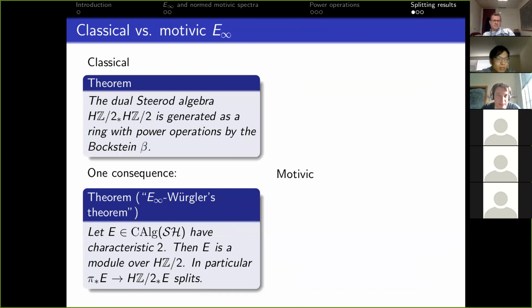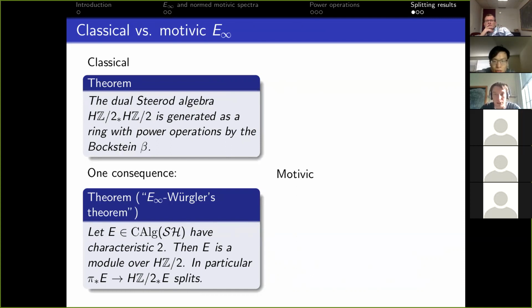So classically, there's a theorem. I don't even know who to attribute this to, but it's a fact. If you look at the dual Steenrod algebra, so just look at the homology of HF_2, the Eilenberg-MacLane spectrum mod 2. This is going to be some ring. And of course, HF_2 is an E-infinity ring spectrum. So its homology is going to carry power operations. So this is a ring with power operations.